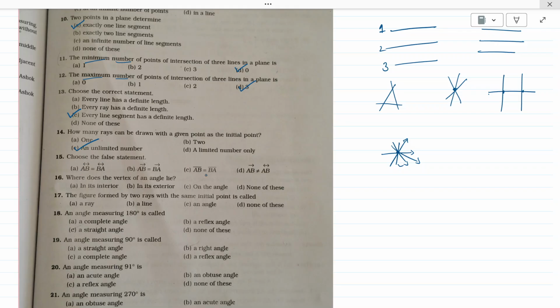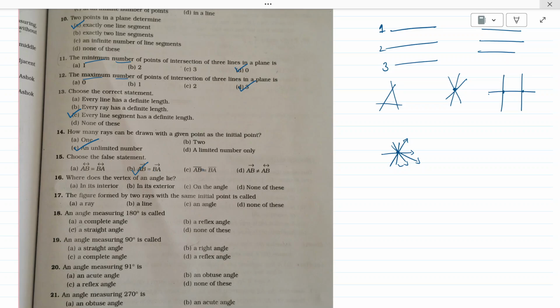Next is choose the false statement. We have to see which one is the false statement. AB is a line which is equal to BA line. This is true. We have done this. AB is a ray which is equal to BA ray. This is false. Why? Because the starting point of the rays is not the same. So the rays cannot be the same here.